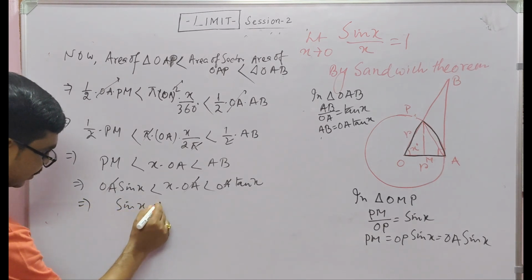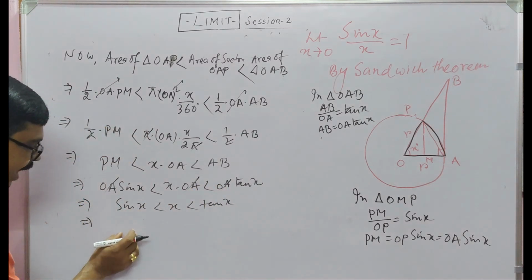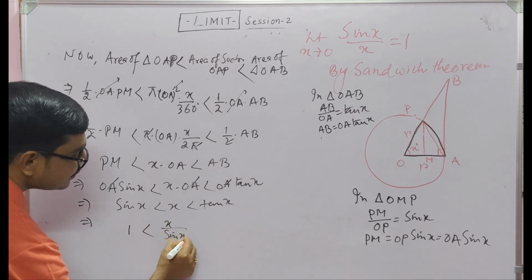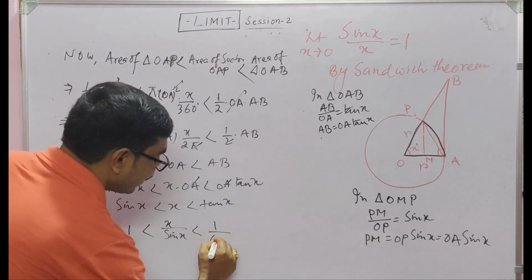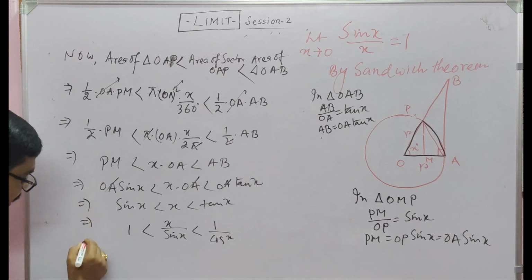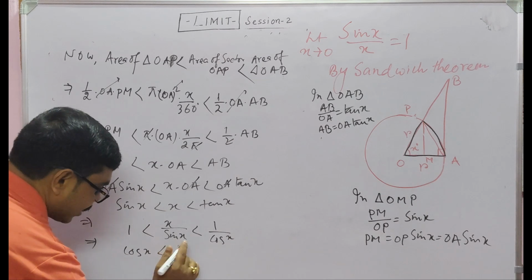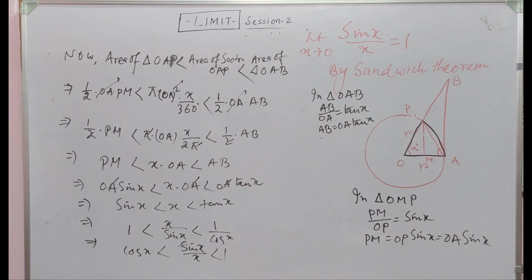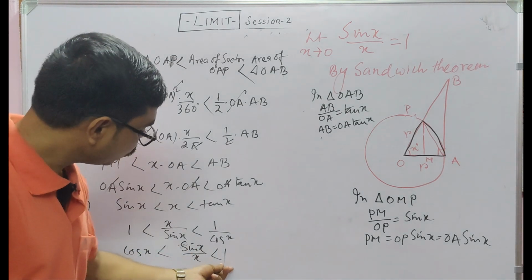That is sin x is less than x is less than tan x. Divided by sin x: sin x by sin x equals 1, x by sin x, and tan x by sin x is 1 by cos x. So we reverse this: cos x is less than sin x by x is less than 1. So we found that cos x is less than sin x by x is less than 1.